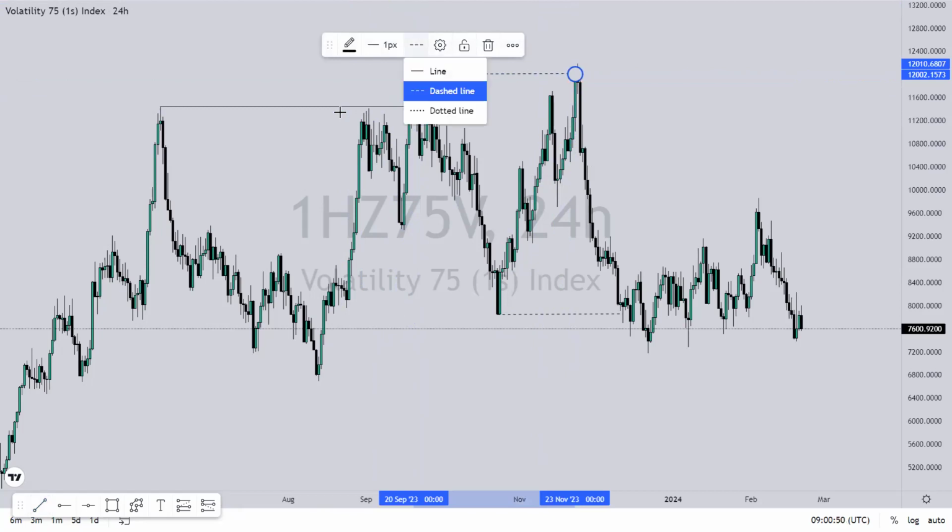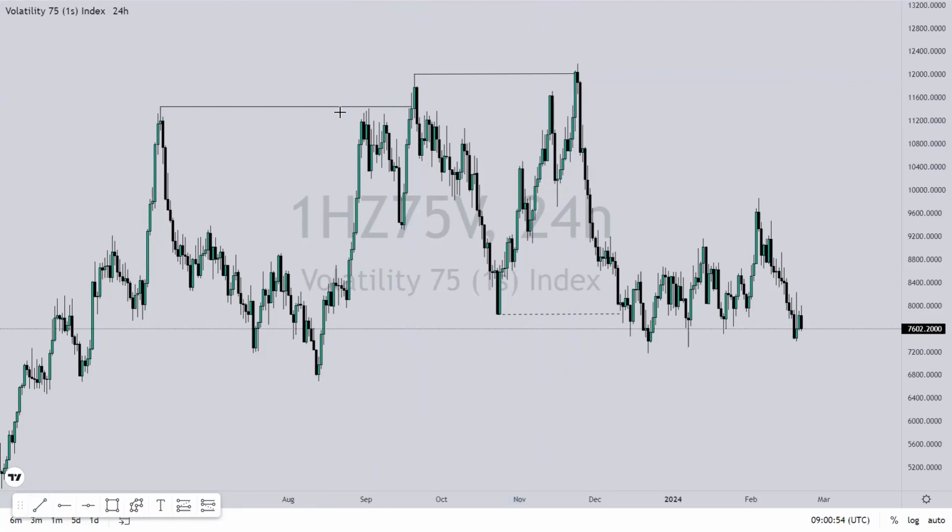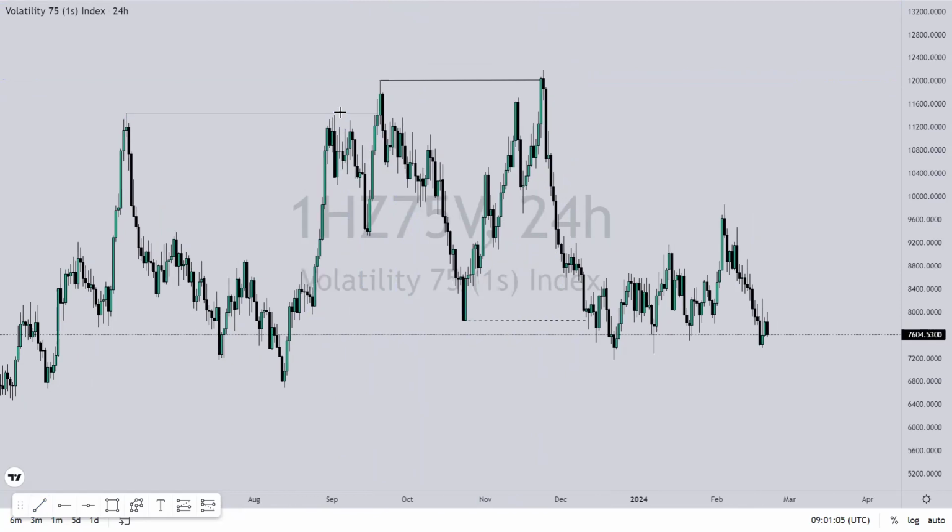In my community, I explained why I am looking for a sell on this particular market. I think that was some weeks ago. And then I explained why I was looking for a sell here. So let's just get into it directly. So we had our break of structure to the upside there.